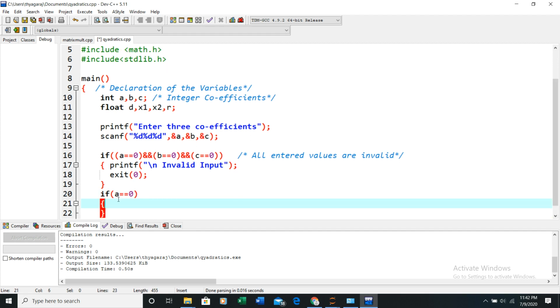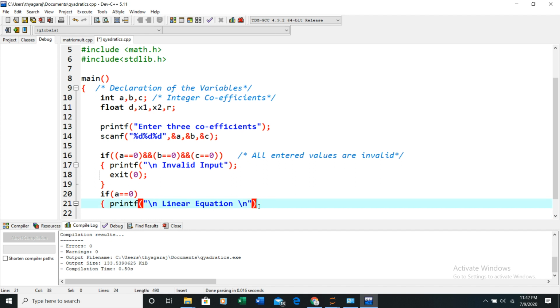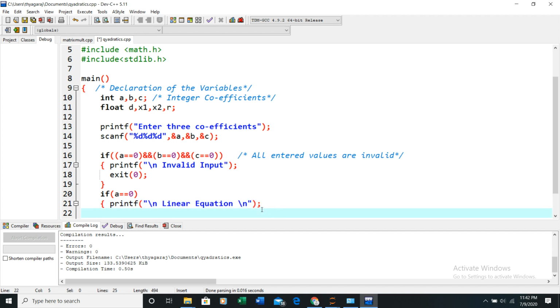Then in this case what actually happens? In this case it becomes a linear equation. The linear equation statement will end with a semicolon. The semicolon is very important. If we miss the semicolon, the program will not run in the proper way; it will end with an error.